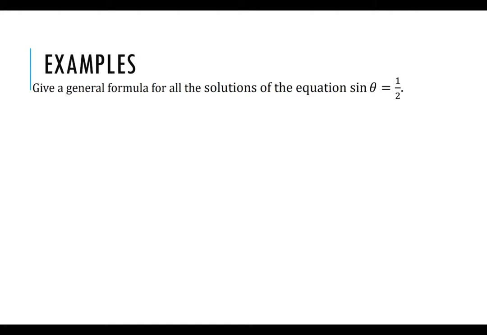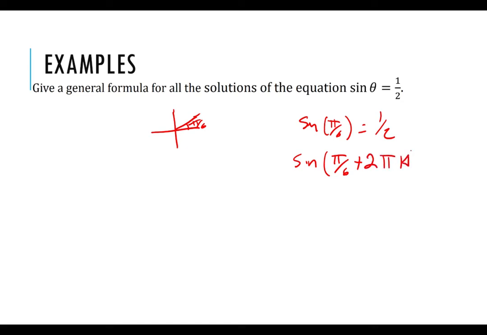So we want to give a general formula for all the solutions of the equation sine of theta is equal to 1/2. Well, let's think about this on the unit circle real quick. On the unit circle, we know that at pi sixth and all of its coterminal angles, sine of pi sixth is equal to 1/2. We also know that sine of pi sixth plus any coterminal angle, so 2 pi times k, where k is an integer, is always going to give us a half. And so I claim that this is going to be the formula for this smaller angle.